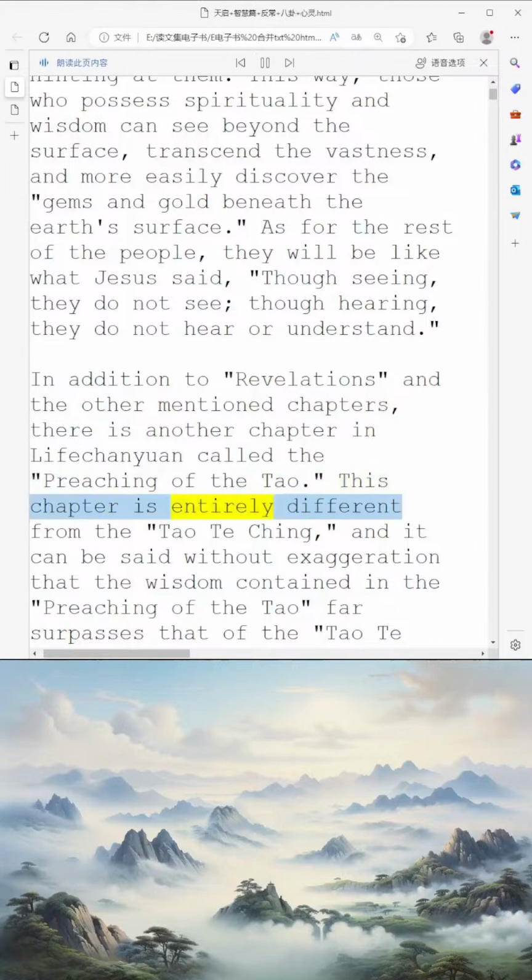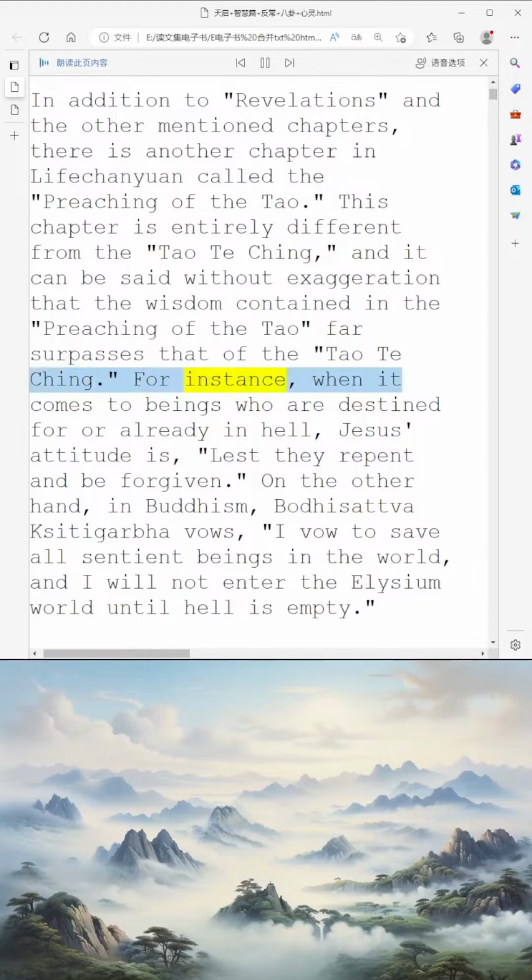This chapter is entirely different from the Tao Te Ching, and it can be said without exaggeration that the wisdom contained in the Preaching of the Tao far surpasses that of the Tao Te Ching. For instance, when it comes to beings who are destined for or already in hell, Jesus' attitude is, lest they repent and be forgiven. On the other hand, in Buddhism, Bodhisattva Ksitigarbha vows, I vow to save all sentient beings in the world, and I will not enter the Elysium world until hell is empty.